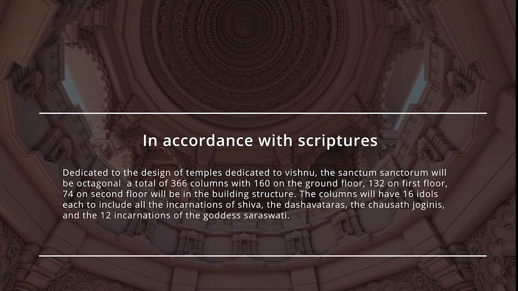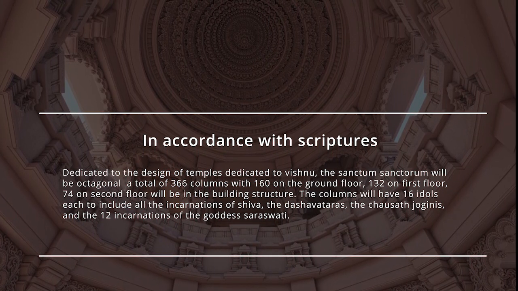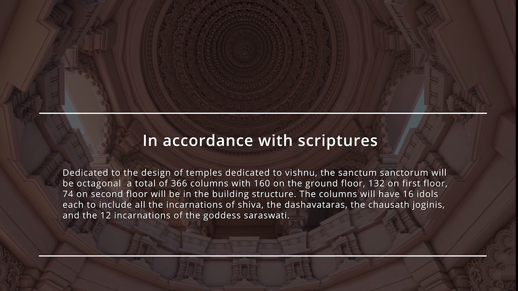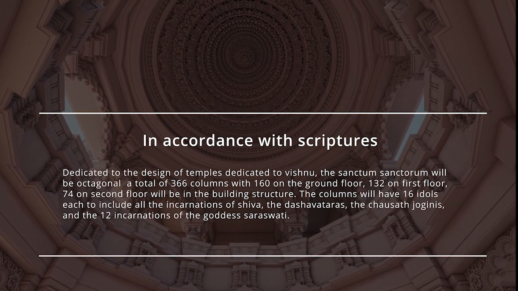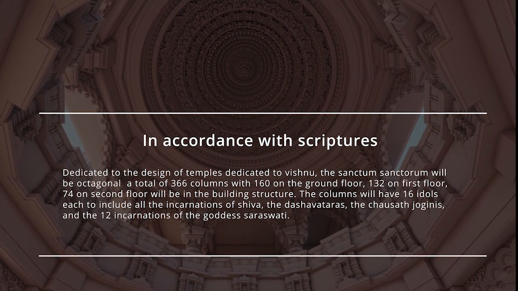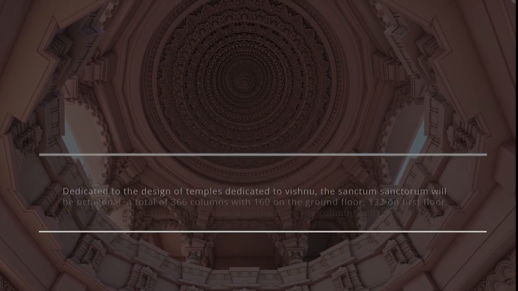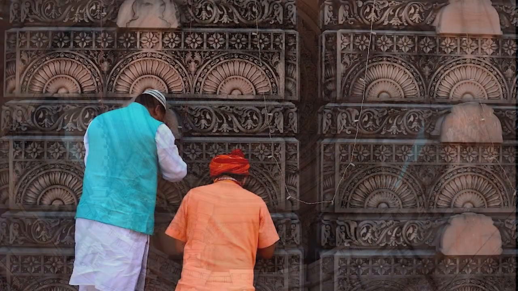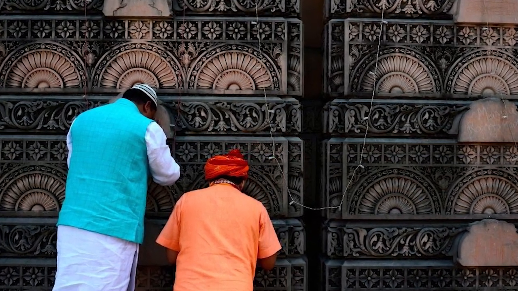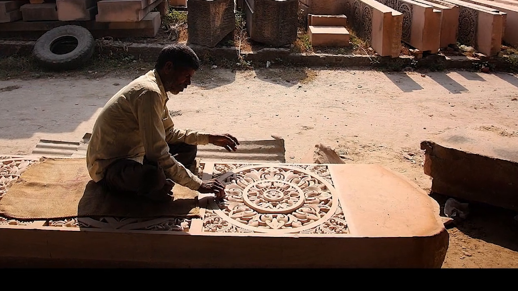A total of 366 columns with 160 on the ground floor, 132 on first floor, 74 on second floor will be in the building structure. The columns will have 16 idols, each to include all the incarnations of Shiva, the Dash Avtaras, the 64 Yoginis, and the 12 incarnations of Goddess Saraswati. Most of the carvings depict floral motifs of gods and goddesses. The temple facade as such will have nothing to do with Rama or the Ramayana.